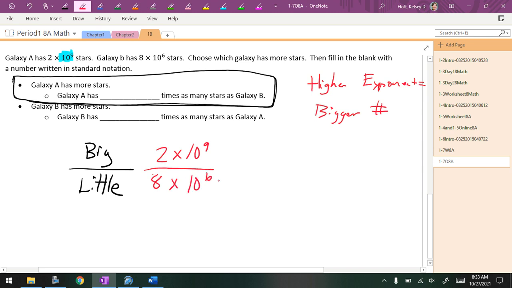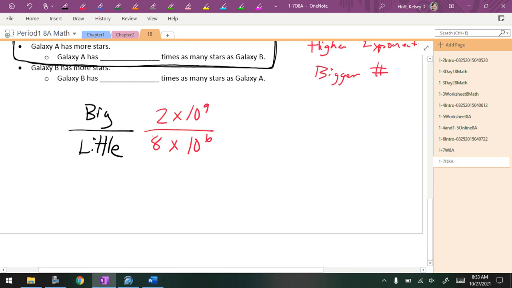Now you're going to divide just like you did yesterday. Okay? So let's split this up. 2 divided by 8 and 10 to the 9th divided by 10 to the 6th. What is 2 divided by 8? 0.25. What do you do to your exponents? Subtract them. 9 minus 6 is 3.